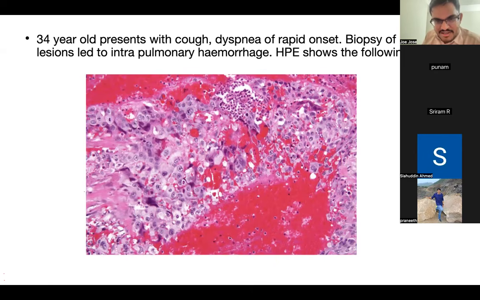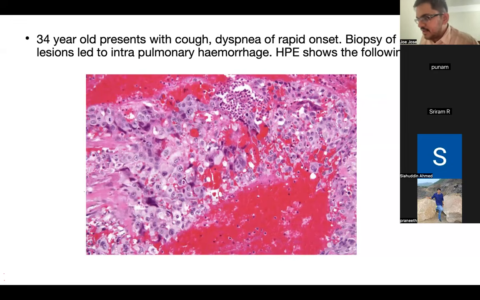So what you see here is stark areas of hemorrhage seen all over, and you also see these dark strands, you can see my cursor. These dark strands are actually syncytial trophoblasts. They're multinucleated, as you can see here, with darkly stained nuclei. And you also have cytotrophoblasts that you see here with my cursor. If you see this picture, automatically a diagnosis of choriocarcinoma should come to your mind.